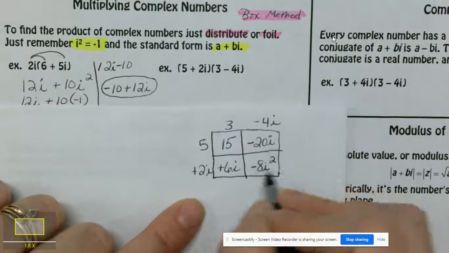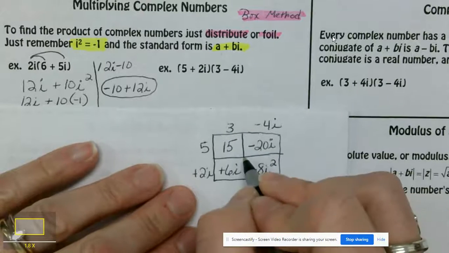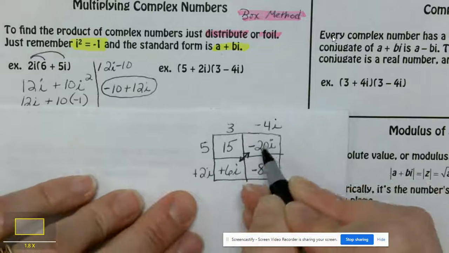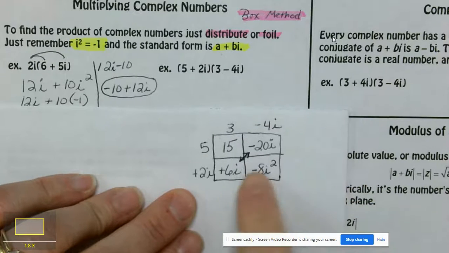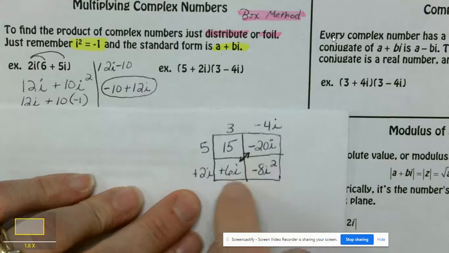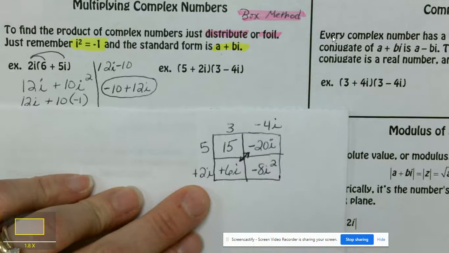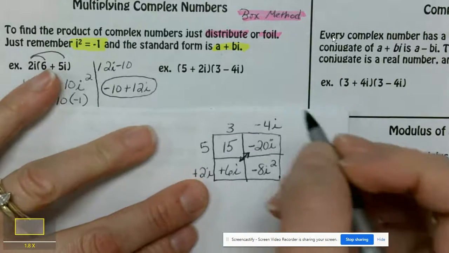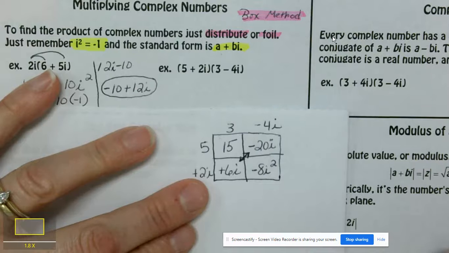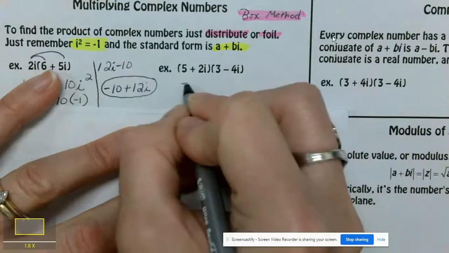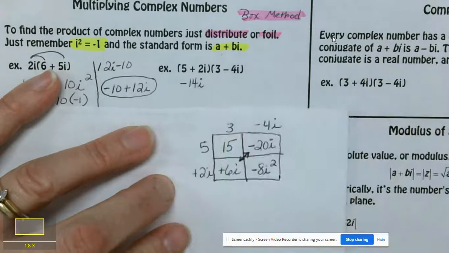Okay, so now we've got this. Now notice these two right here are like terms. They're both i's. And that will happen when you do this box method. The diagonals you'll be able to put together. So I can put together -20i plus 6i, all right? So notice here, -20i plus 6i, that's going to give me 14i, right? Actually, it's going to be a -14i. So I'm going to write that up here right now.